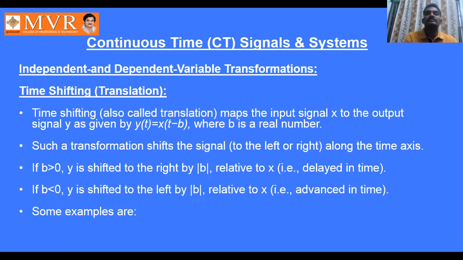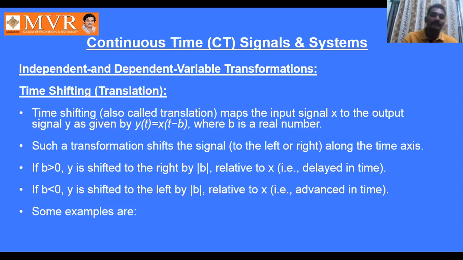Next, continuous time signals and systems. Here we will discuss the independent and dependent variable transformations. Then, as we already saw in our syllabus, operations on signals. So here we have to do the operations: time shifting, time scaling, amplitude shifting, amplitude scaling, etc.